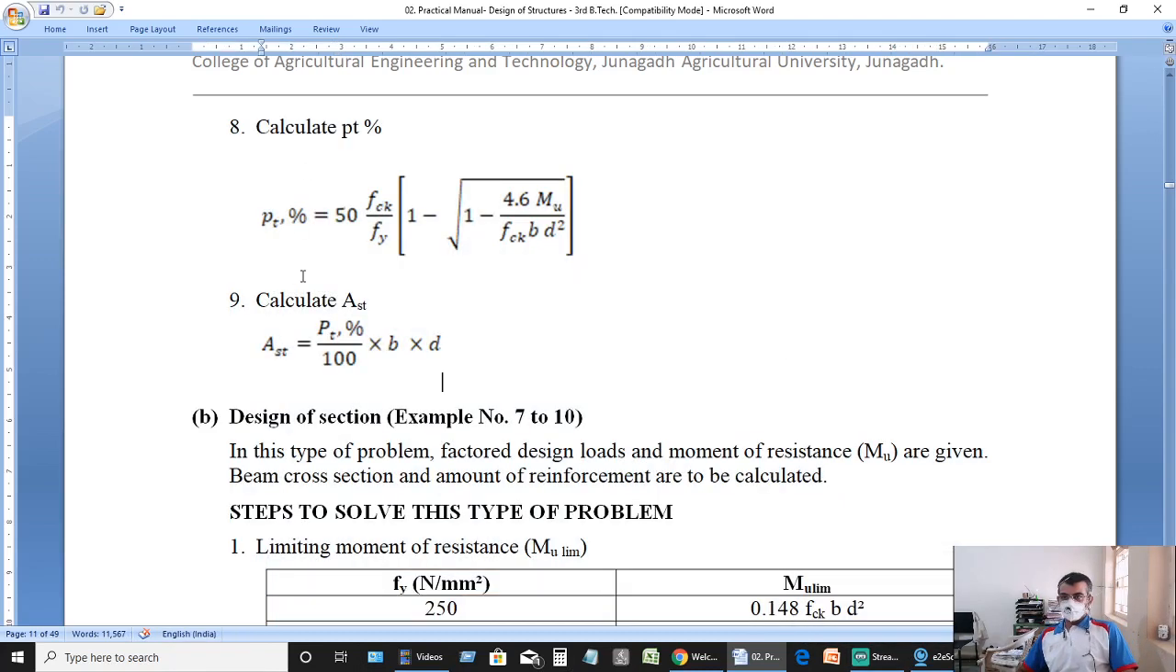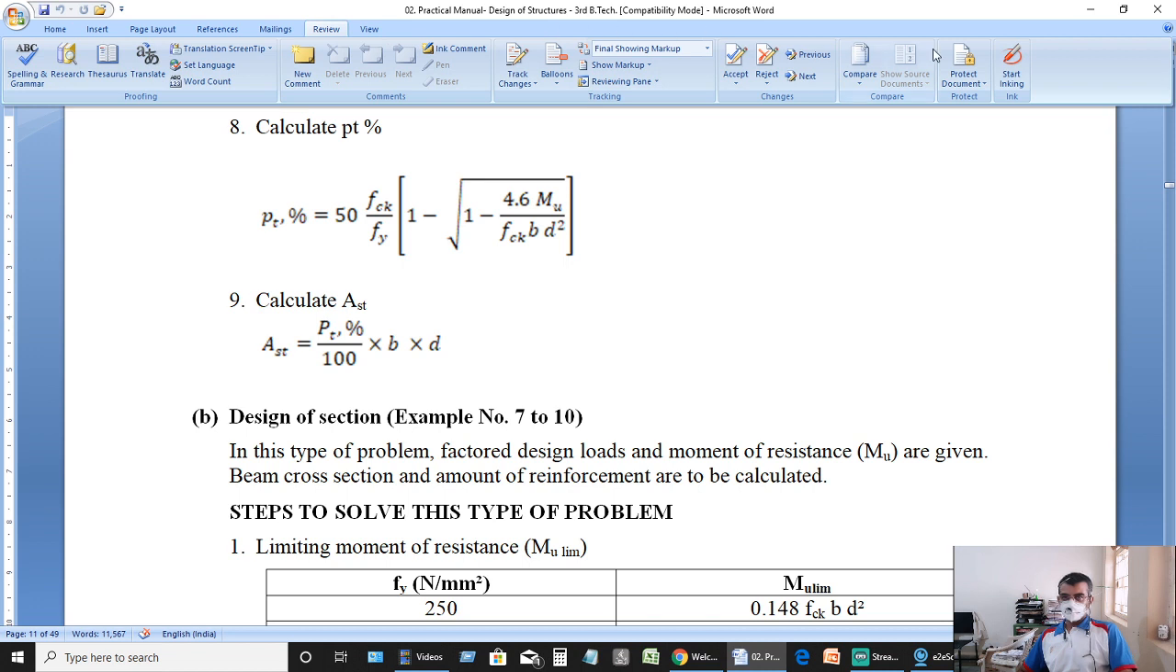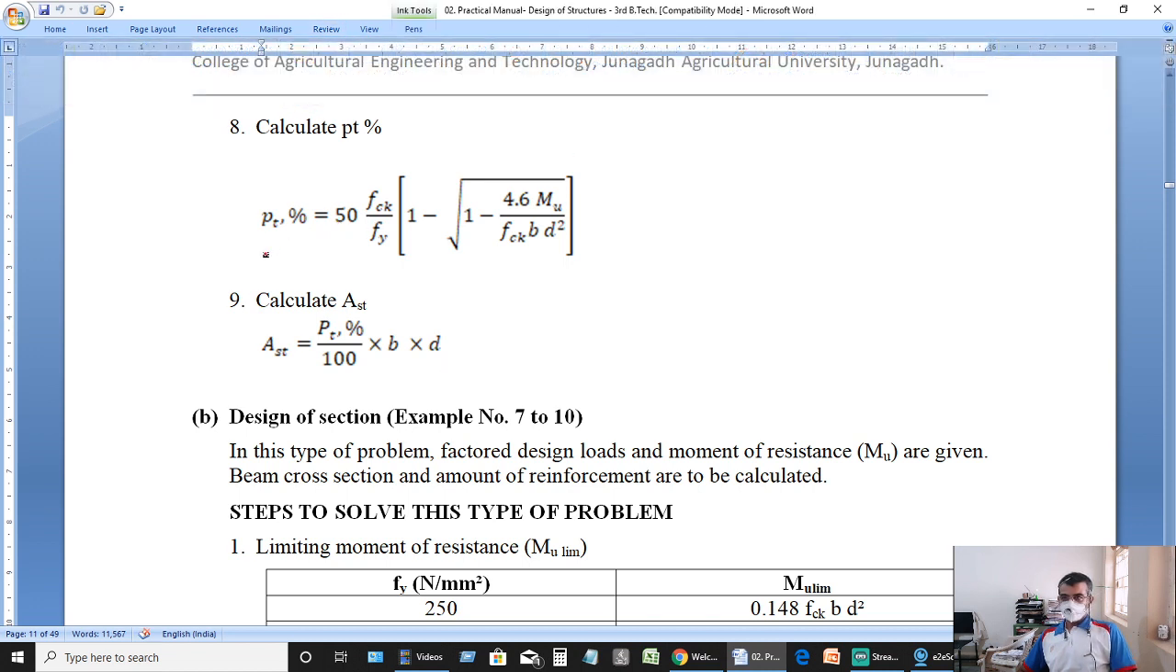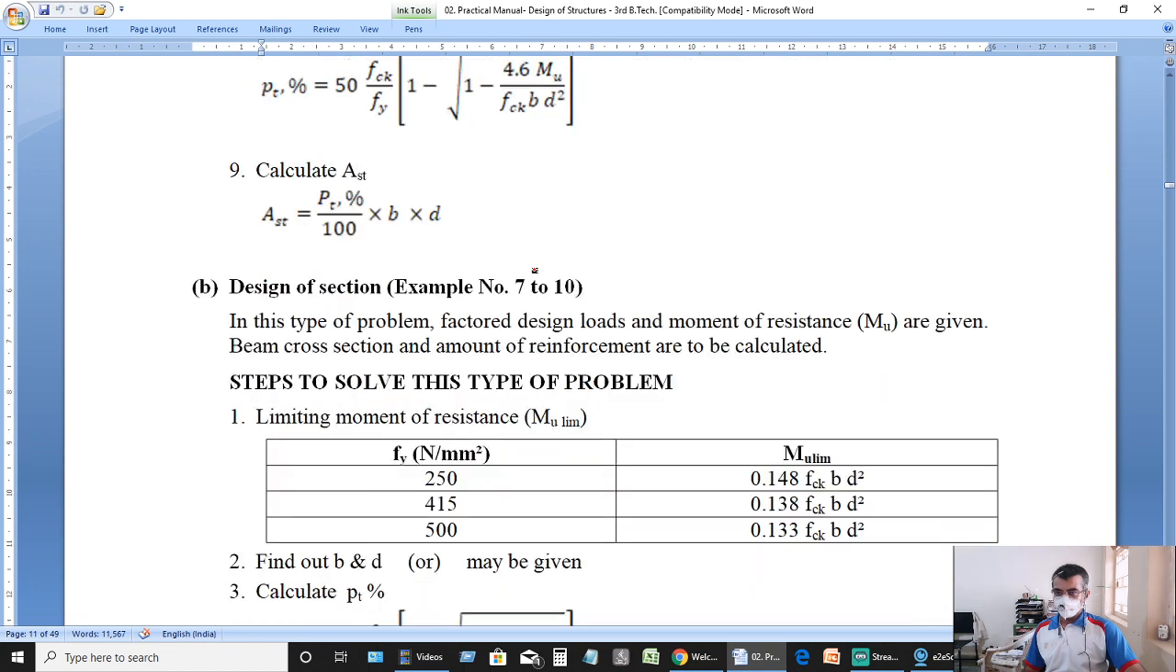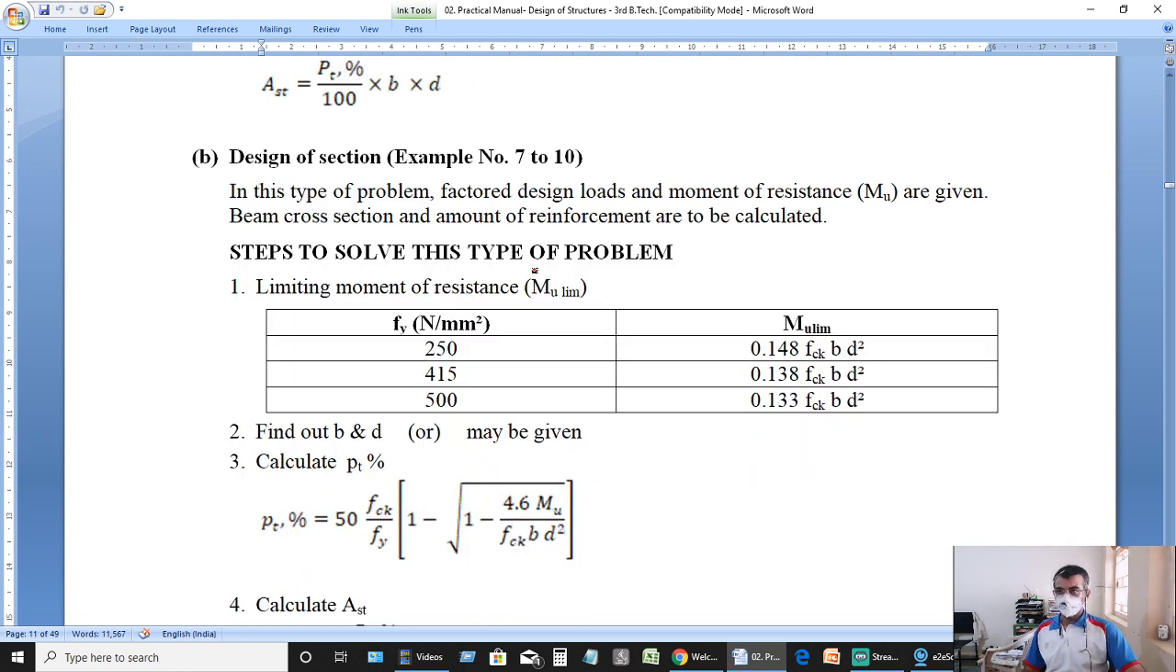So in the previous lecture, I think we stopped at here: pt is equal to 50 fck upon fy, in bracket, 1 minus under root 1 minus 4.6 mu upon fck bd square, and the area of steel will be ast upon 100 into b into d. So this is how you can analyze the problem.